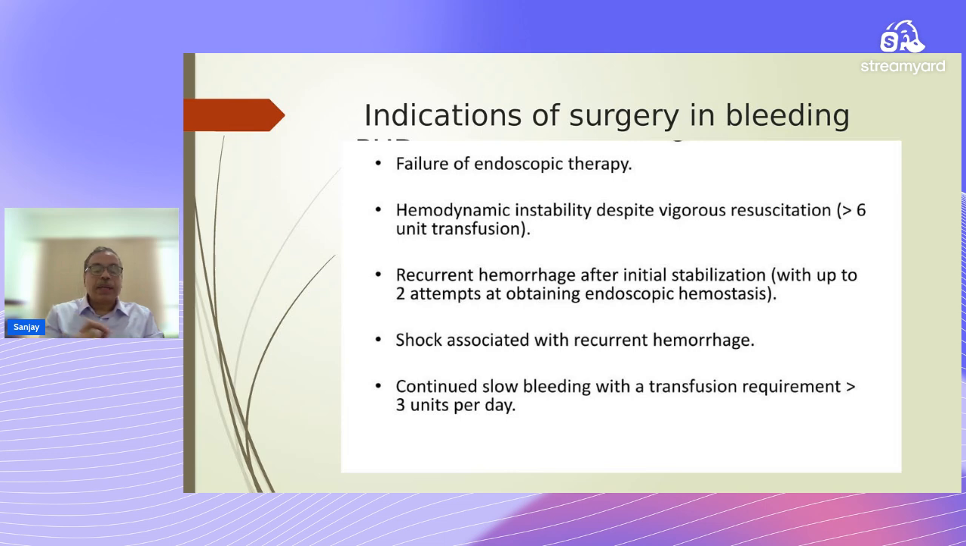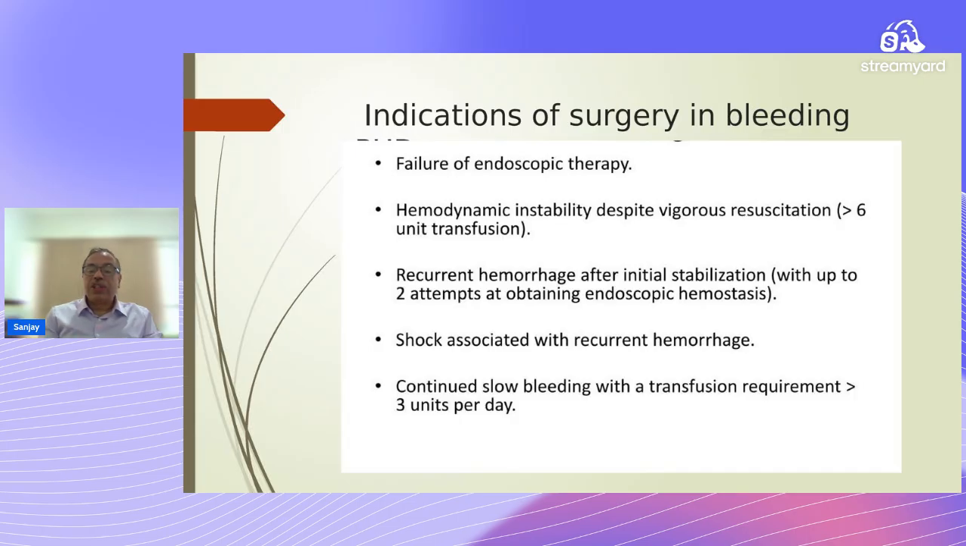Now, how many times would you try to control the bleeding endoscopically? The patient first comes and undergoes endoscopy to control the hemorrhage, but it fails. Then you can initiate a second chance of endoscopic control. So, two failed attempts at controlling the bleeding with endoscopy would be an indication for surgery. Next is hemodynamic instability despite vigorous resuscitation, that means requiring more than 6 units of transfusion within a short span of time. Persistent hemodynamic instability would be another indication for surgical intervention.